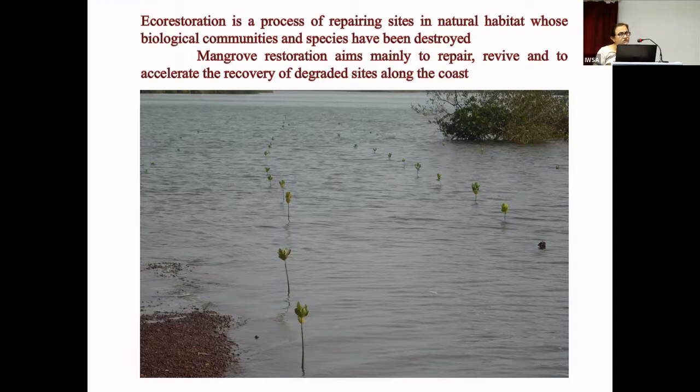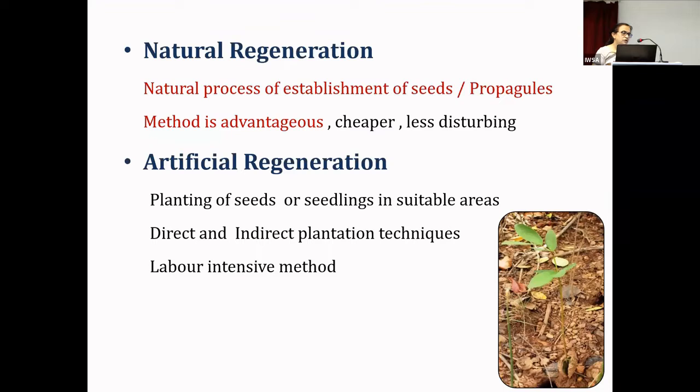It's very difficult to practice eco-restoration programs along the coastal lines. It aims mainly to repair, revive, and accelerate the recovery of degraded sites along the coast. Now I'm going to highlight just a few slides related to techniques which we have to practice for eco-restoration. That means eco-restoration is improving its functionality ecologically, so we have to raise the reproductive capacity of that habitat.